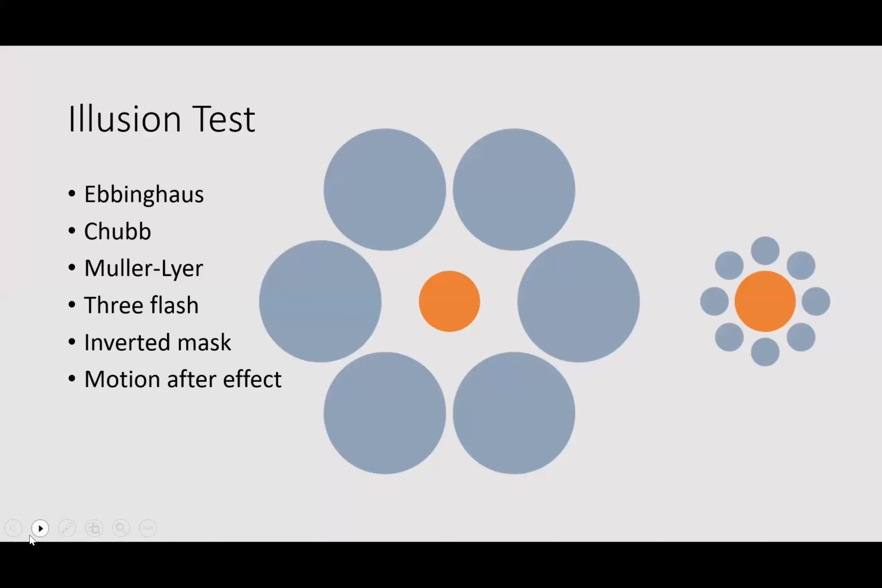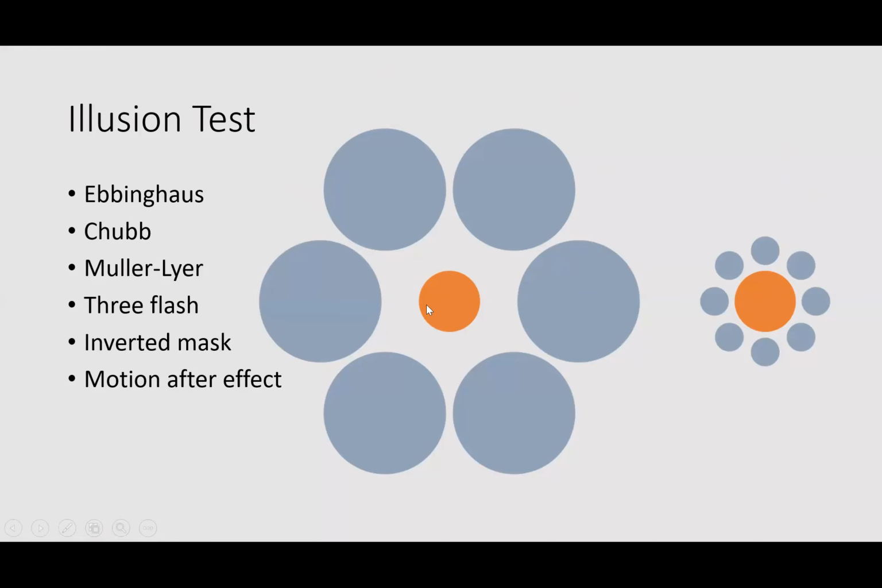Okay, so somehow my slides are mixed up. I didn't realize this. Sorry for that. So the illusion test is, let's see. Okay, let's just, wow, I think this didn't go to the order that I thought.